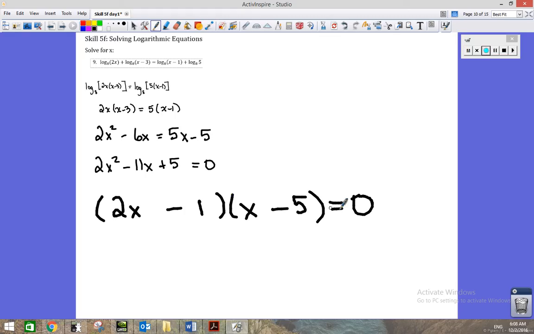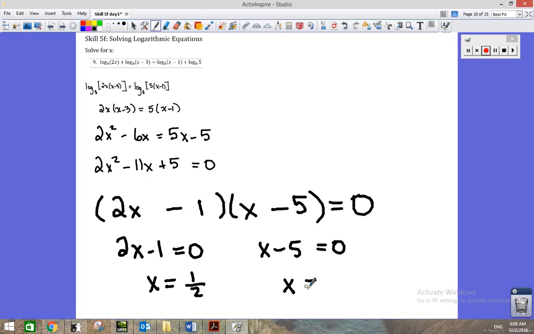Now if I have a product that equals 0, by the zero product theorem, either 2x minus 1 is equal to 0 or x minus 5 is equal to 0. With these two-step equations, most students don't have to write that. They just look at this and they know that half of 2 is 1 and 1 minus 1 is 0. So x is 1/2 or x is 5 are possible solutions.